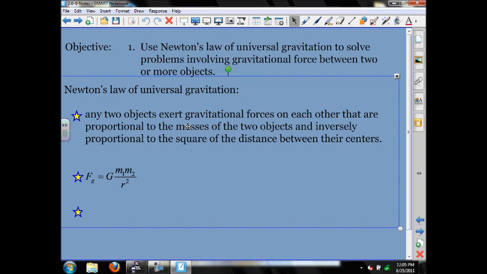You guys see that formula last year? I don't know. Go ahead and get your equation sheets out, both of them, the green one and the blue one.